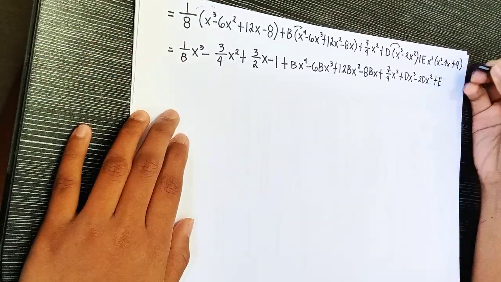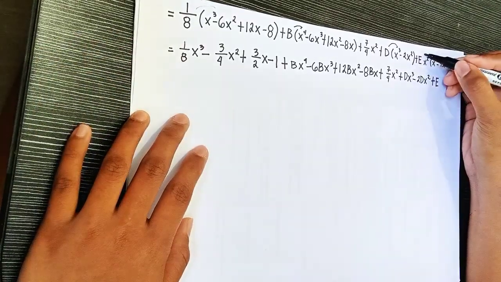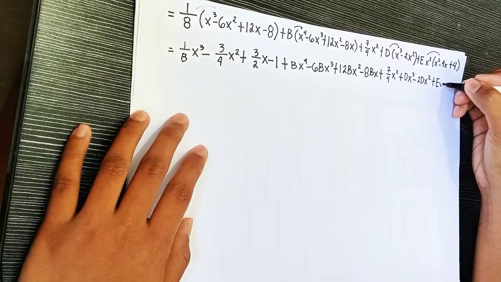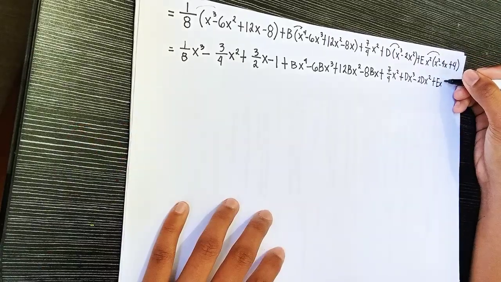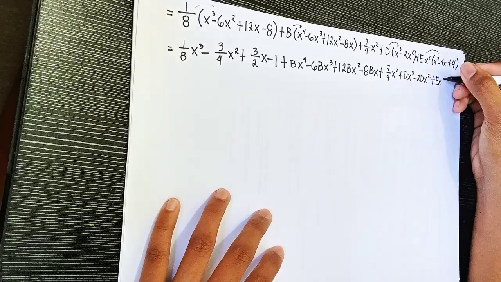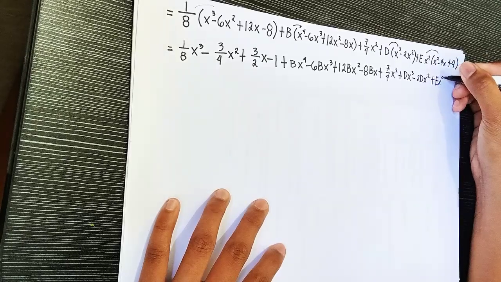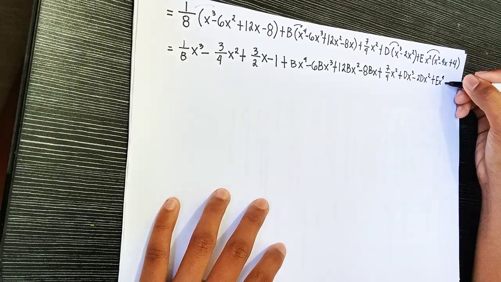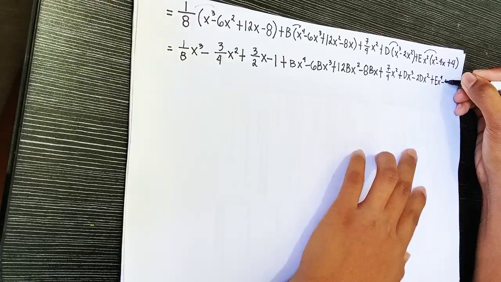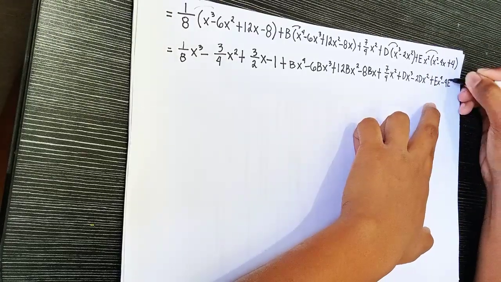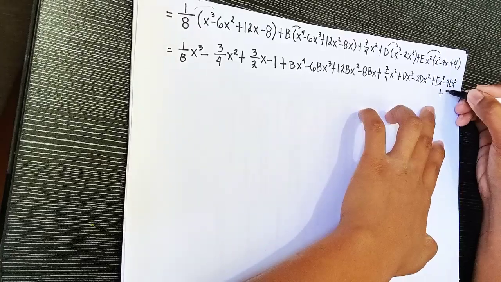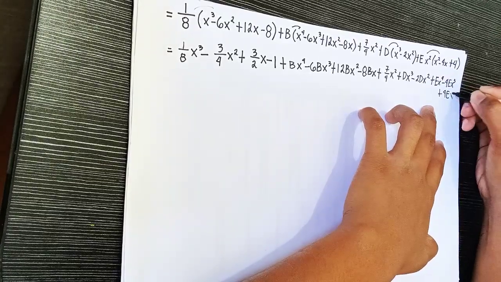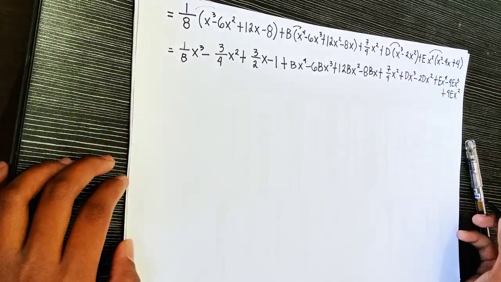e, then distribute ulit natin. So we have ex raised to the 4th power, since x squared, ex squared times x squared is x raised to the 4th minus 4e x cubed plus 4e x squared.